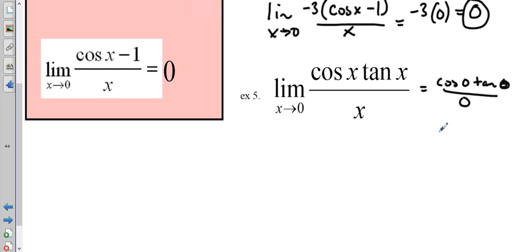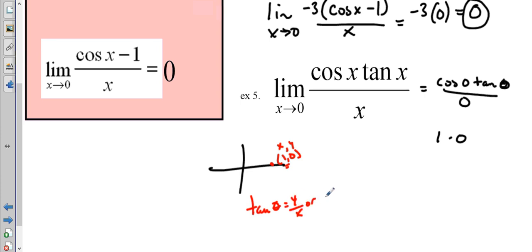Cosine of 0 is 1. Tangent of 0 is 0, because that's sine over cosine. And if you remember, 0 is over here, that's 0 degrees, so it's the point (1, 0) on the unit circle. Cosine is the x value of our unit circle, so cosine is 1. Tangent is sine over cosine, so y over x. Remember, sine is y, cosine is x. So that's going to be 0 as well, because 0 over 1 is 0. So we got that.